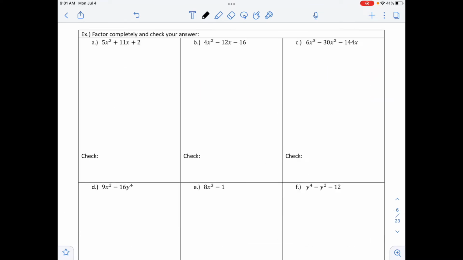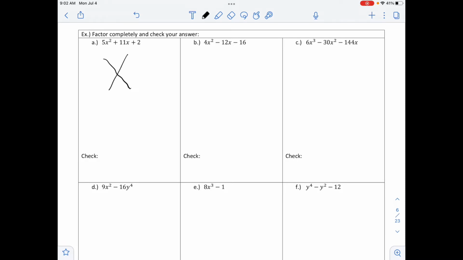The example on the next page says factor completely and check your answer. And so for this example, it says 5x squared plus 11x plus 2. And so you might be able to use the guess and check method for this, since 5, that leading coefficient, only has two values that multiply to give you 5, so 1 and 5, so it makes it a little bit easier. However, since we just talked about the x method, I'm going to go ahead and do that. So if you're able to use guess and check, that's great. See if you can get it on your own.